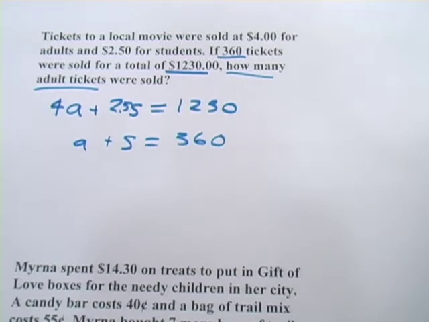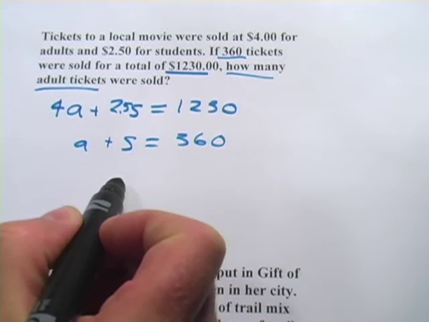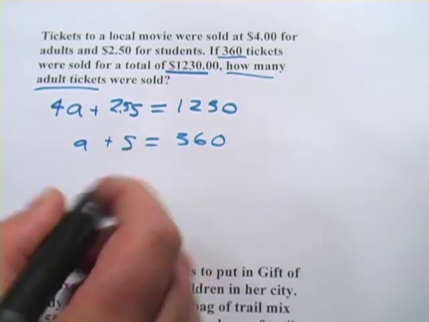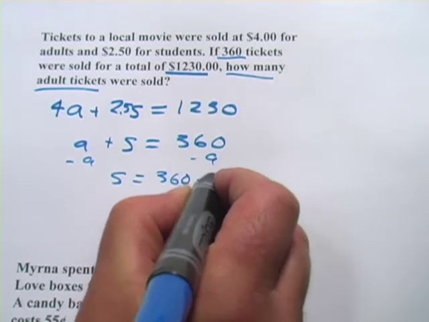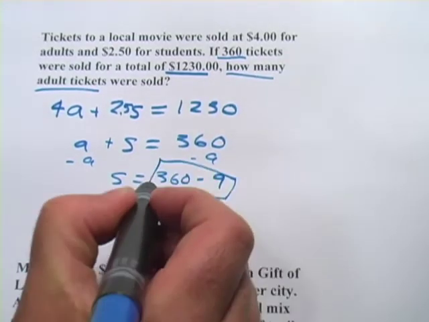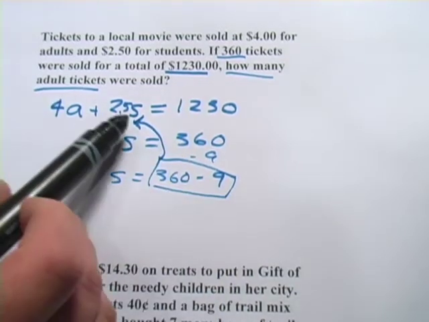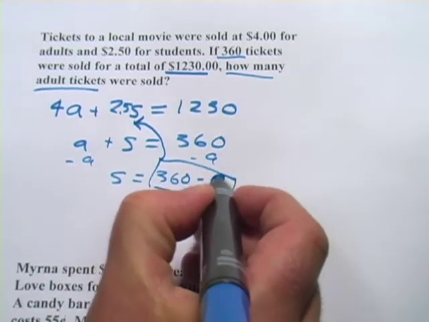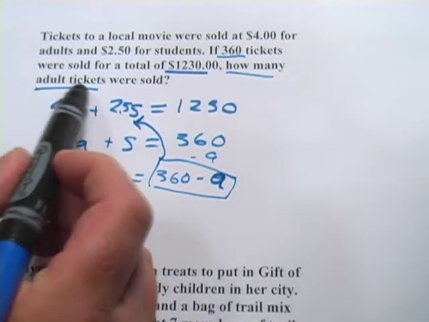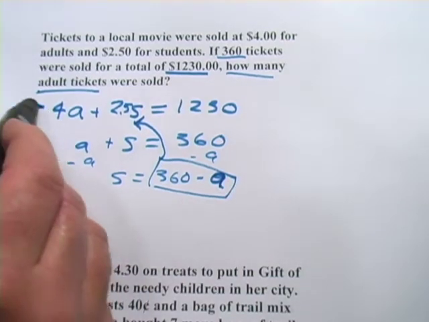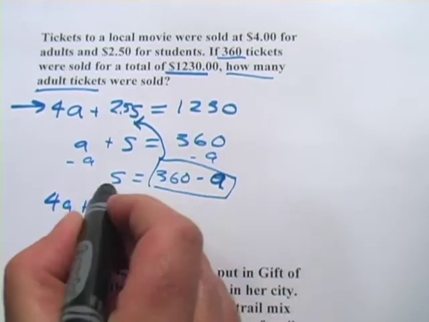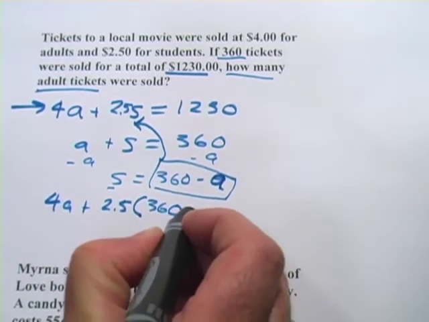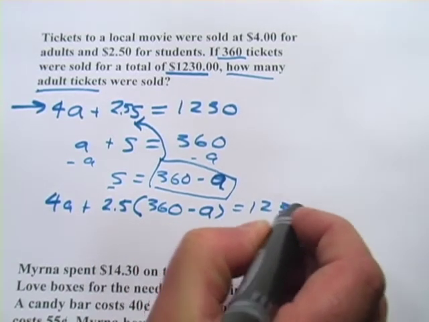Now we have two equations, and we can go about trying to solve these equations. And you could choose elimination or substitution. I think I'm going to try substitution on this one. And what I'm going to do is solve this bottom equation for S so that I can plug that back in up here. Okay? So all I have to do is subtract A from both sides, and I get S equals 360 minus A. Now I'm going to take this chunk right here and plug that in for S in this first equation, and what I'll have then is just A's. And that's great because I'm looking for how many adult tickets were sold. So let me rewrite this first equation here with the substitution. I've got 4A plus 2.5, and instead of S, I'm going to take my substitution, 360 minus A equals 1230.